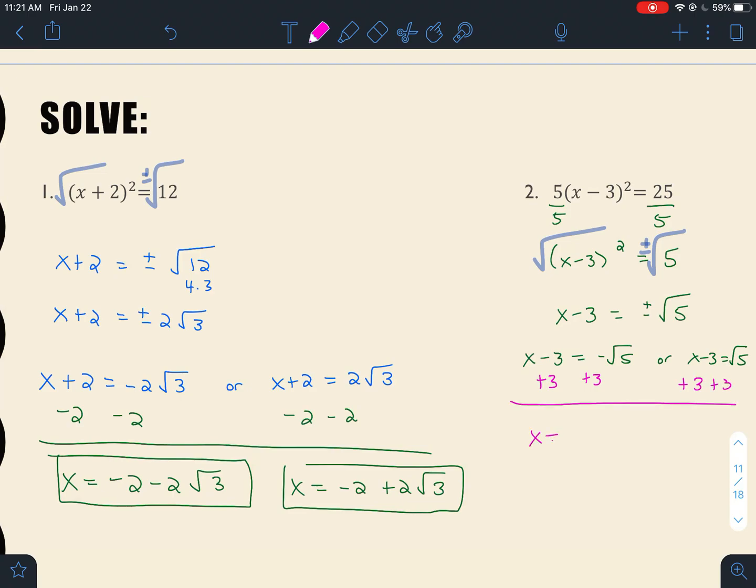And so my two solutions would be x equals 3 minus the square root of 5, or x equals 3 plus the square root of 5. And so those would be my two solutions on number 2.